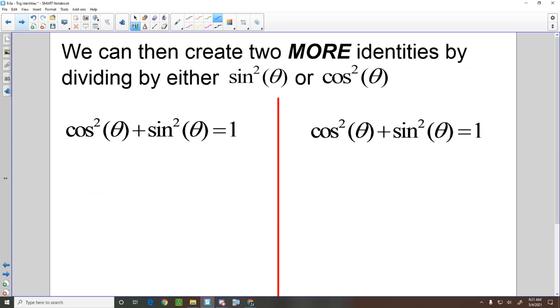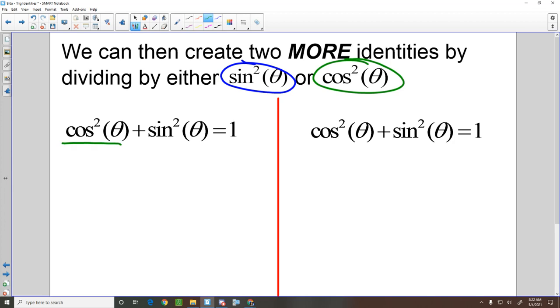But there are 2 more identities that we can get from this, for a total of 3 Pythagorean identities. So what we can do is if I take each of these and divide by either a sine squared or divide everything by a cosine squared, we get 2 additional identities. Now here's what I mean. In algebra, if I divide one side of an equation by a value, I can divide the other side by that same value, and it still stays equal, right? We do that a lot to keep things balanced. So look at the left here. Cosine squared plus sine squared equals 1. That's the Pythagorean identity that we just kind of came up with.